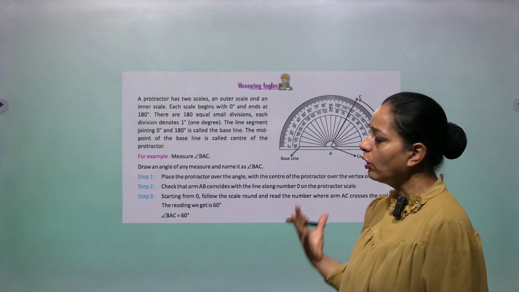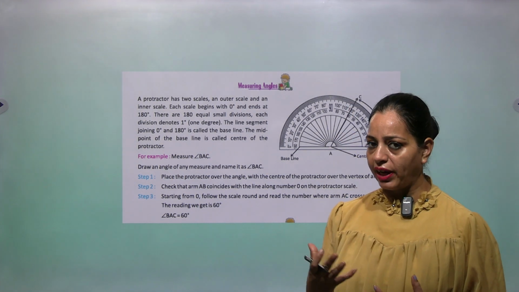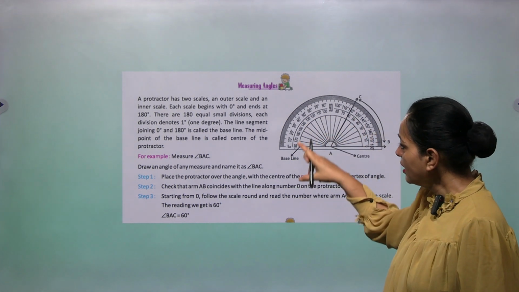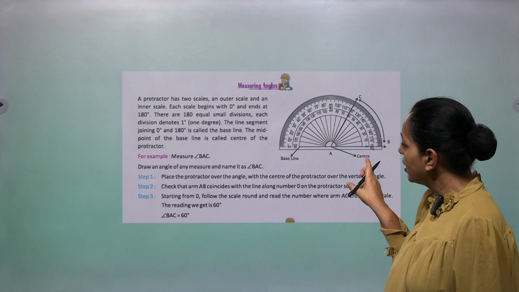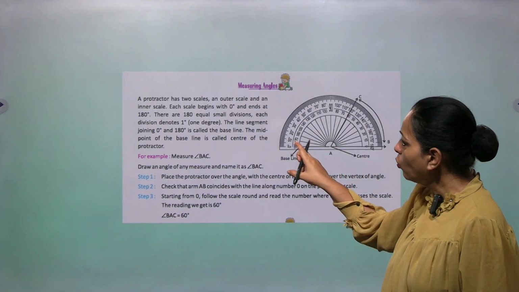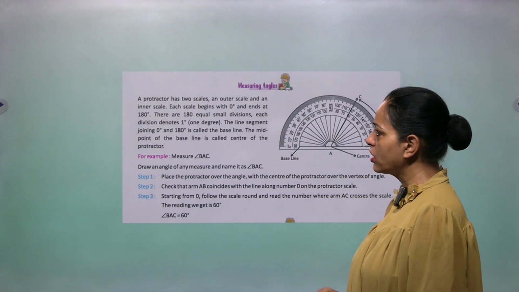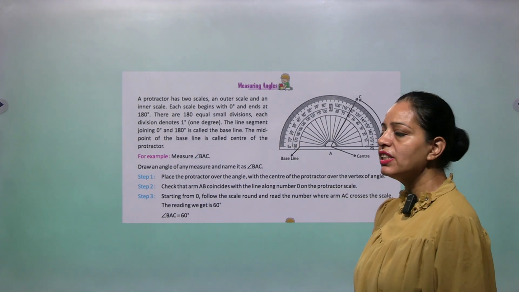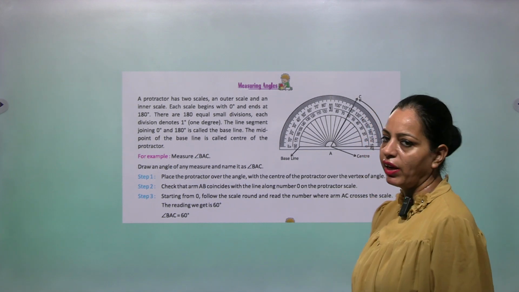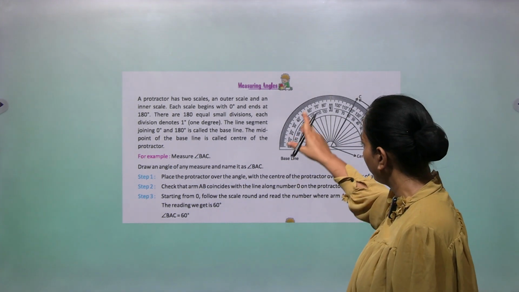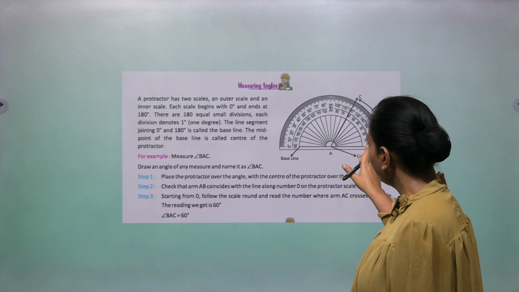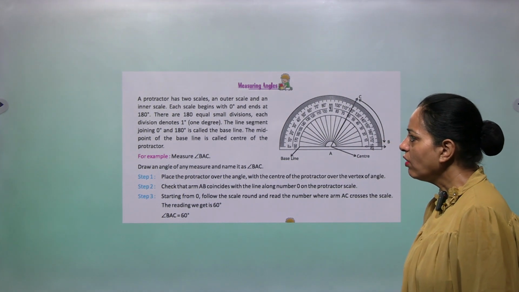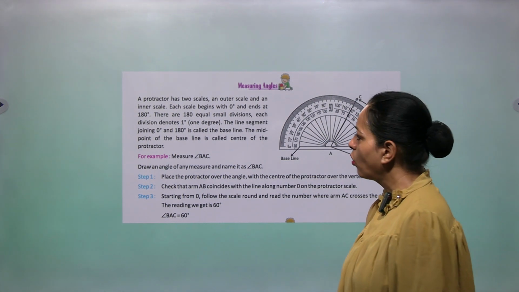अब angle को measure कैसे करना है? You know protractor, this one you have seen. इसको use करना है. How to use it? You can see we have two scales. A protractor has two scales, an outer scale and inner scale. Each scale begins with 0 degree and ends at 180 degree. आप देखेंगे यहाँ से 0 से 180 तक है outer में और inner में भी 0 से 180 degree. So there are 180 equal small divisions and each division denotes 1 degree.